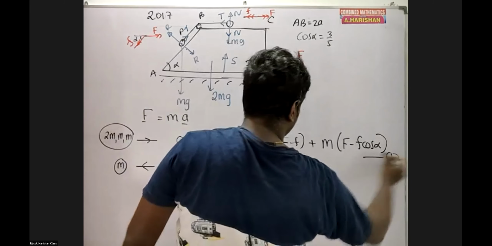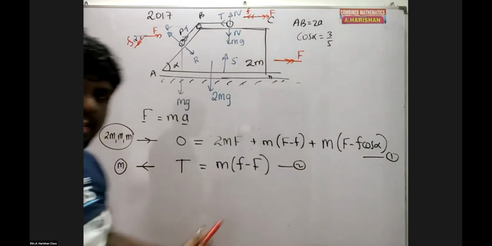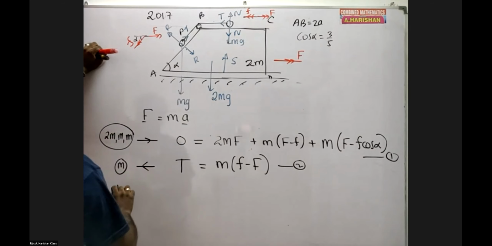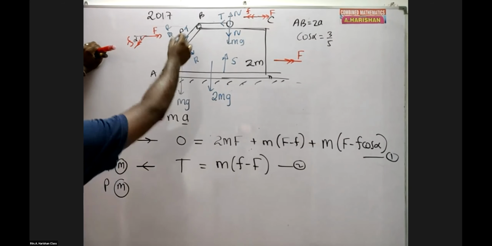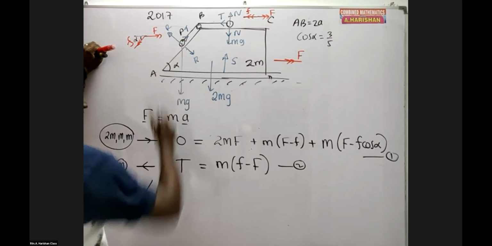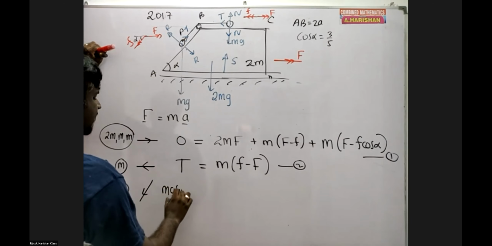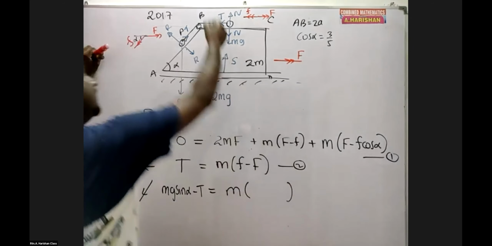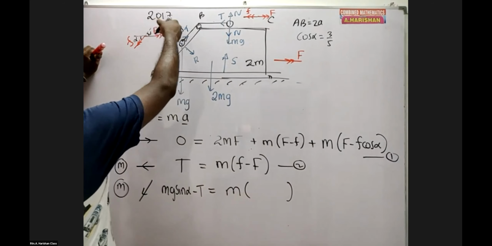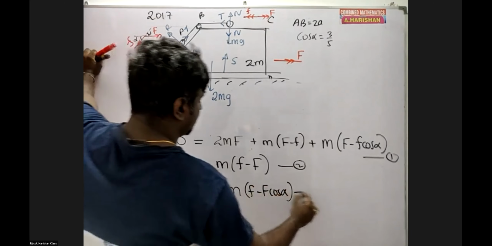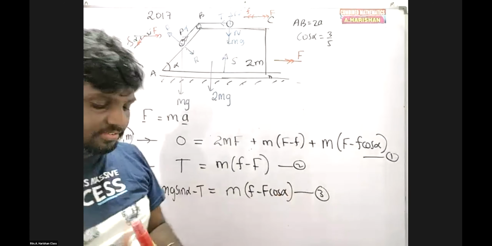So we call this equation 1, this equation 2. So again, 15 marks we will get. Here again, this is for Q, this is for P. So the P is moving in this direction, okay, so mg cos 90 minus alpha, that is mg sin alpha, the force, minus T, equals m into, in this direction you have to put the acceleration, simple f minus capital F cos alpha. Third equation. So that's enough.